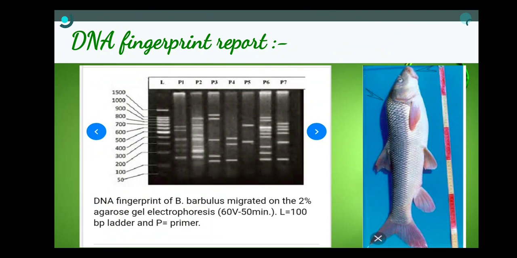As we can see in the diagram, there is a 2% agarose gel in this picture, and the voltage of that particular gel electrophoresis is 60 volts, for 50 minutes. Here L is for the ladder and P is for primer. For different primers we go for the DNA fingerprint, and we obtain this kind of DNA fingerprint. Primer 1, 2, 3, 4, and the ladder that contains 100 base pair. We have to mention it like this only.